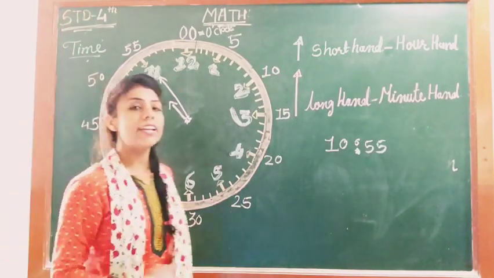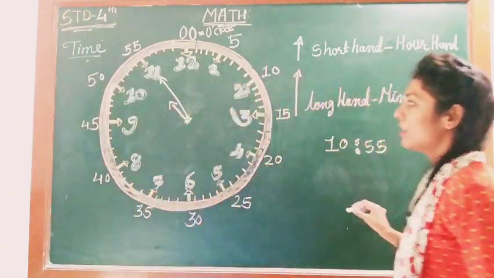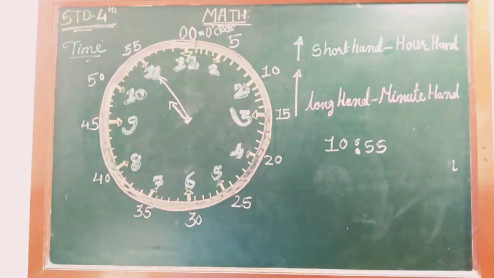So this is the way to read the clock. So students, you have to draw the clock in your notebook. You can draw a square or a circle, round shape. Many different types of clocks are available in the market. So the choice is yours. Draw a nice clock in your notebook.